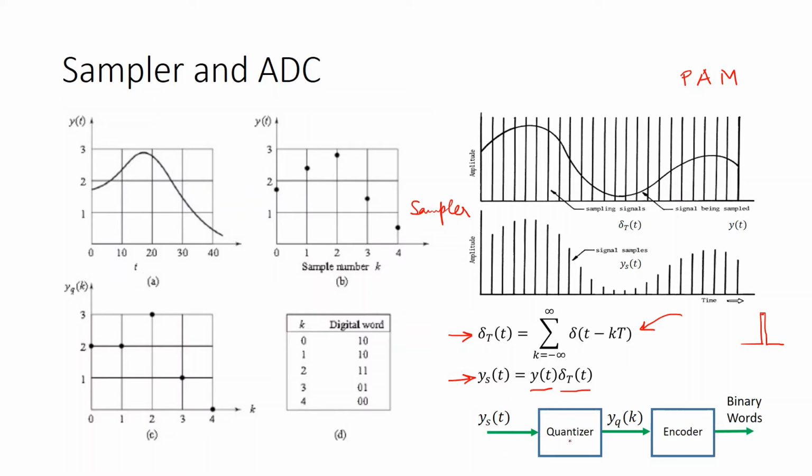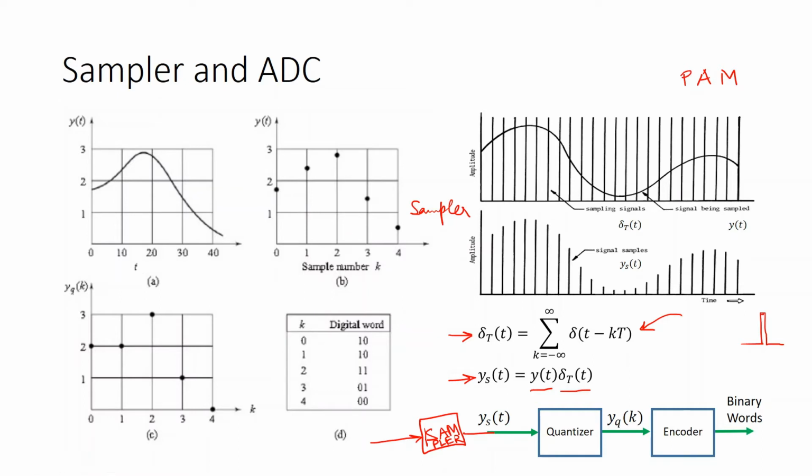Now, after sampling, here the sampler was there, and after that you are getting this output. Now you are passing this output through something called the quantizer. Now you notice that these values, these dots, can be any arbitrary value.